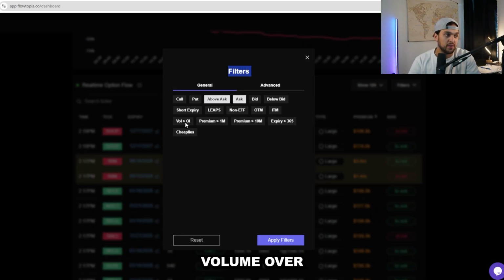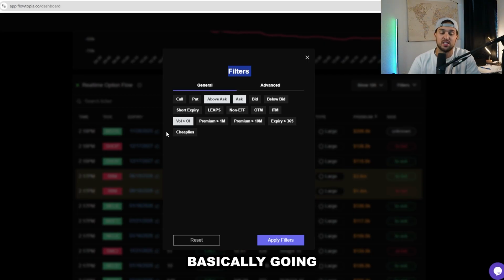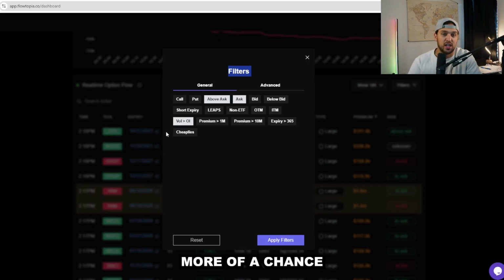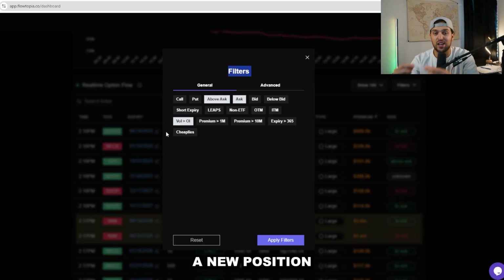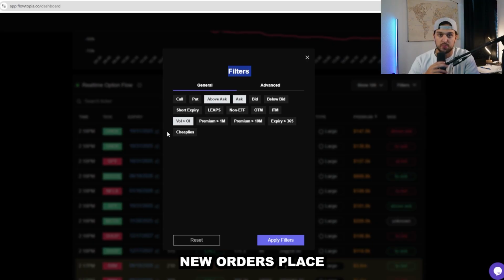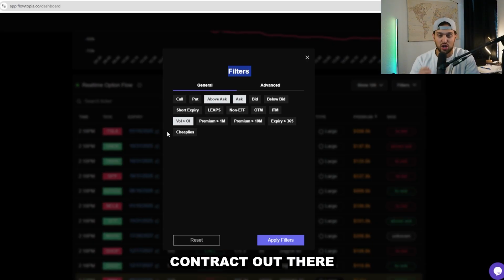And then you're going to want to see volume over open interest. This is basically going to give you more of a chance that this whale or institution, market maker, whatever it might be, whoever's putting all this money into this contract is opening a new position. And when I mean new orders placed, this just means that there's a contract out there that hasn't been really added into, and they're just now adding into that contract.